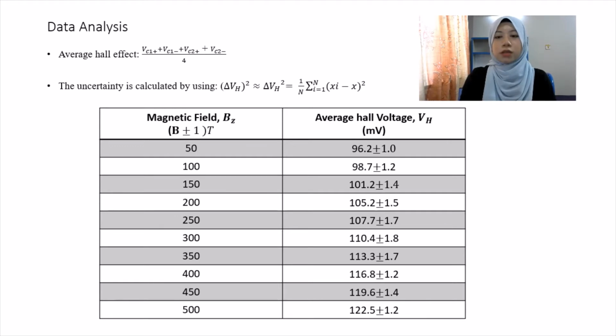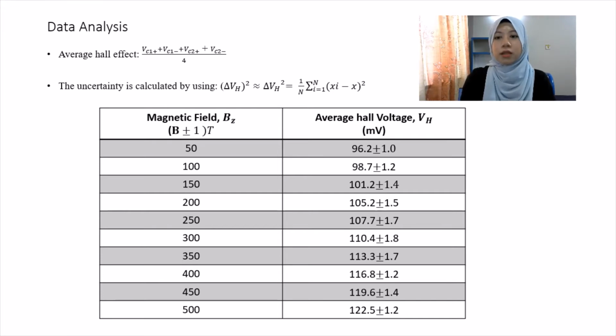As you can see, there are 2 different columns here, for magnetic field and the average Hall voltage. So how did we calculate the average Hall voltage? By using the first formula that we wrote at the first point. C1 and C2 here refer to coil 1 and coil 2, where the positive and negative signs refer to the positive and negative values. Why do we divide by 4? It is because for each coil we got 2 different readings, so the total is 4.